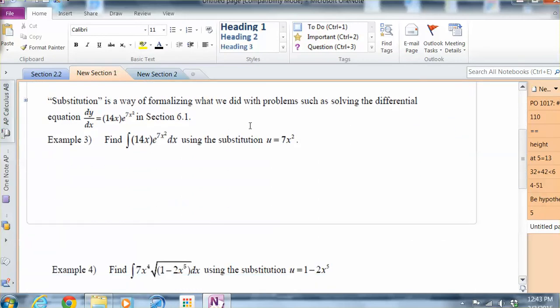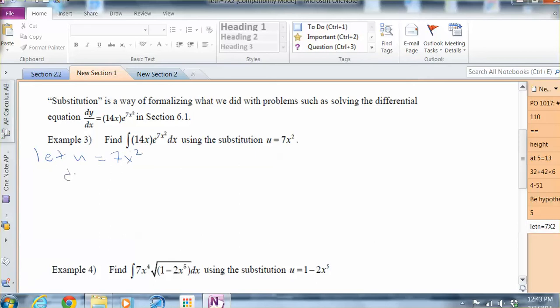So let's start with example 3. Here we're asked to find the indefinite integral of 14x times e to the 7x squared times dx using substitution u equals 7x squared. So again, we're going to let u equal 7x squared. That means that du over dx, the derivative of both sides with respect to x, is going to be du/dx equals 14x.